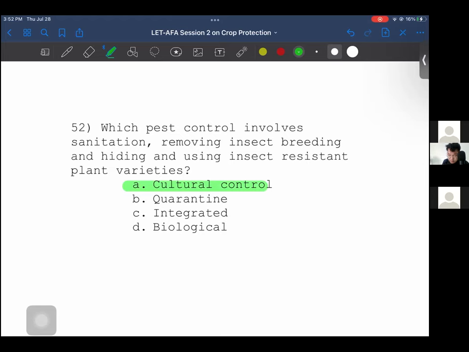Removing, sanitation, using, it's all process. So you are changing the environment so that pests cannot grow in your farm. So that's it, cultural control.